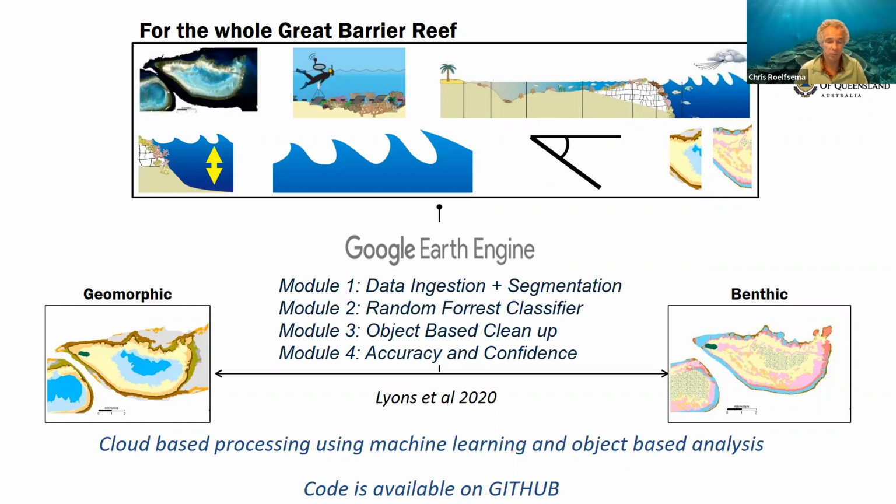And then we use object-based analysis to do the cleanup phase. And then with some part of the reference data, we do an accuracy and confidence level map as well, so that every map created, or every area created, can have accuracy as well. The code is all available online, and you can email Mitch about it. It's not a secret. Anybody can work with it if they want.